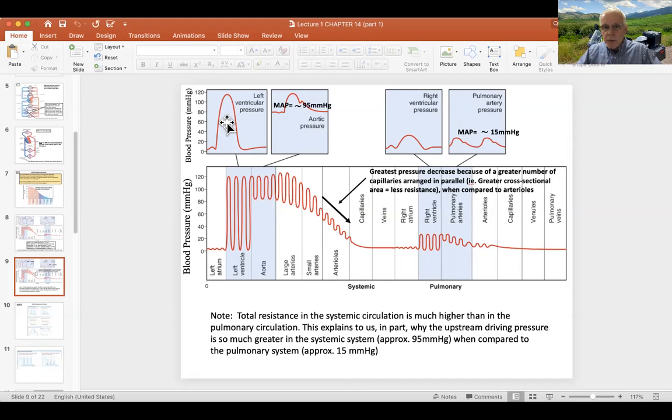The systemic circulation, I mean, let's think about that. We have to drive the blood from the heart up to the head. We got to drive it down to the abdomen, the intestines, the stomach. We got to drive the blood down to our legs, our toes.